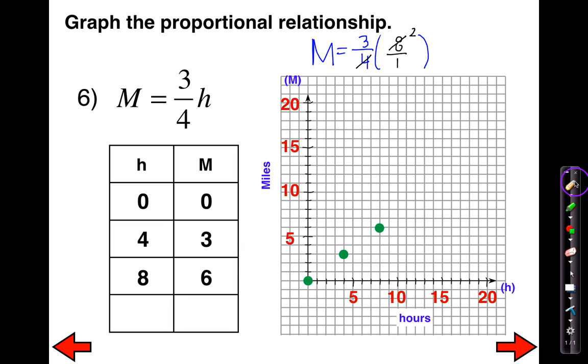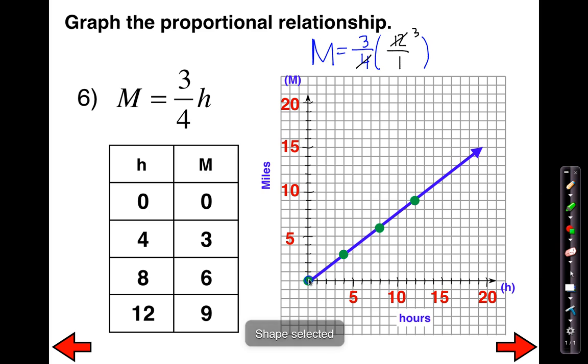And last but not least, what's another number I can try? Well, I can try the number 12. Now, what happens with 12? Here, I can cross cancel. 4 divided by 4 is 1. 12 divided by 4 becomes 3. And M equals 3 times 3/1, which is just 9. I plot that point, draw my line straight through, and again you want to make sure your line extends through the graph. Make sure you have a little arrow at the end.